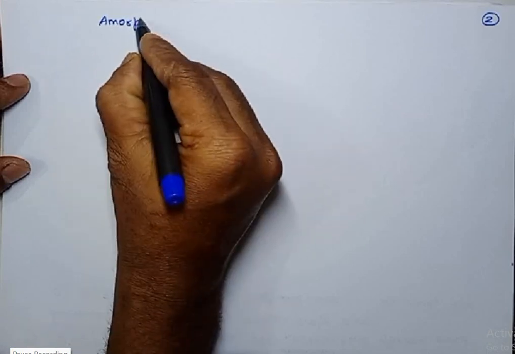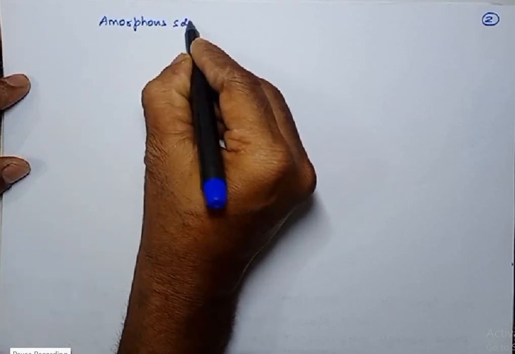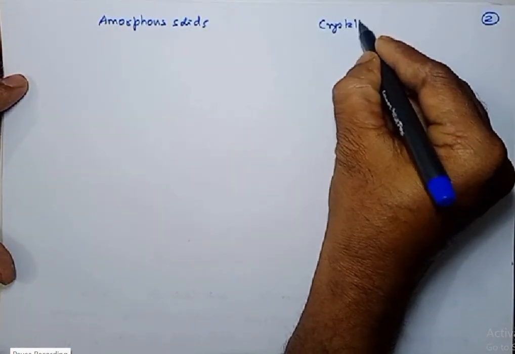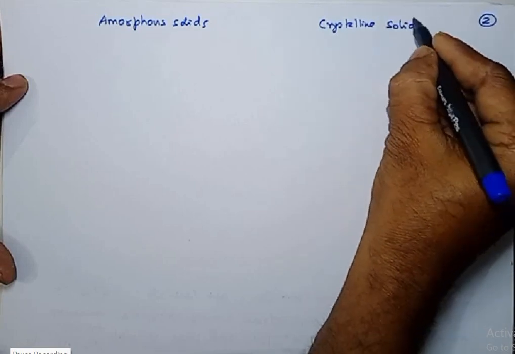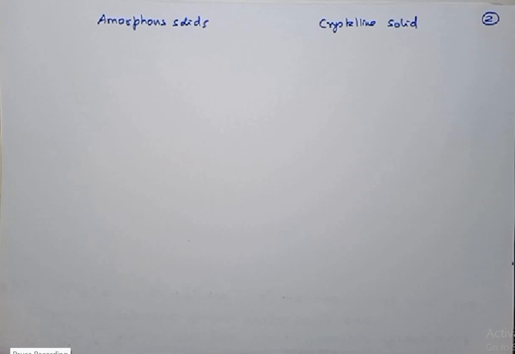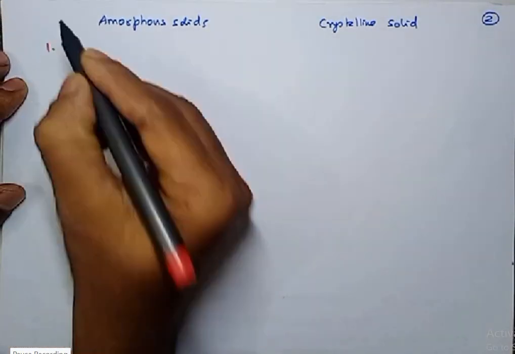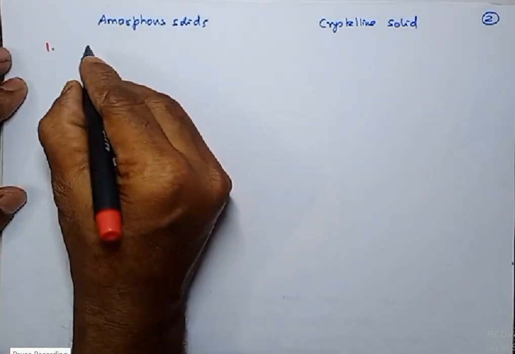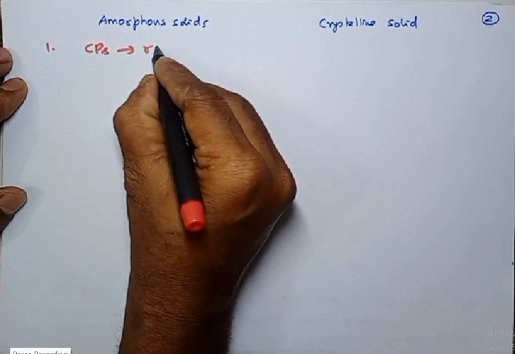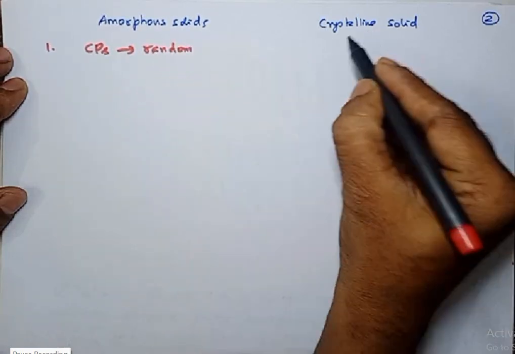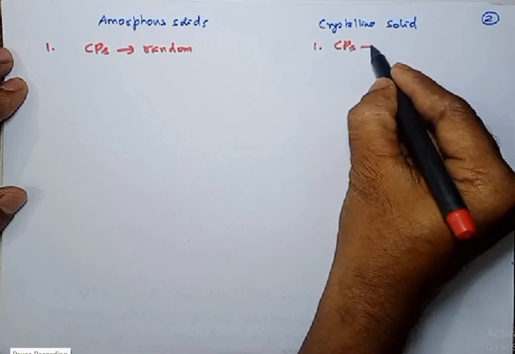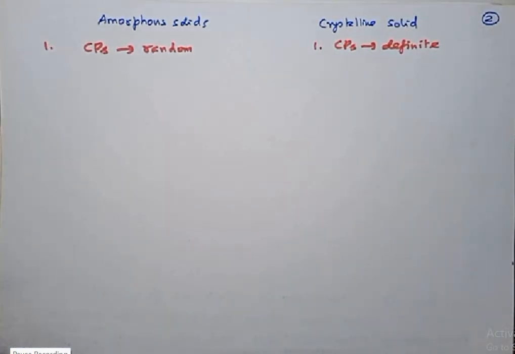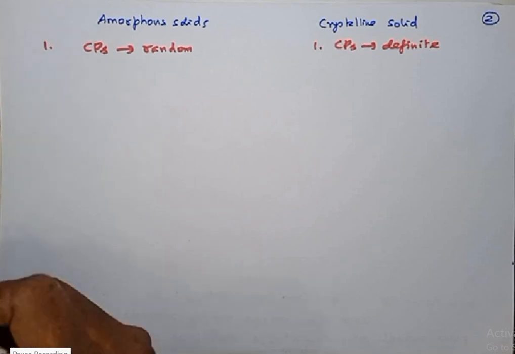Amorphous solids. Crystalline solid. These are certain characteristic features of amorphous solid and crystalline solid. What are the features? Number one. As I said before, in amorphous solid, constituent particles are arranged in a random manner. Whereas in crystalline solid, constituent particles are arranged in a definite order. A definite order of arrangement exists.